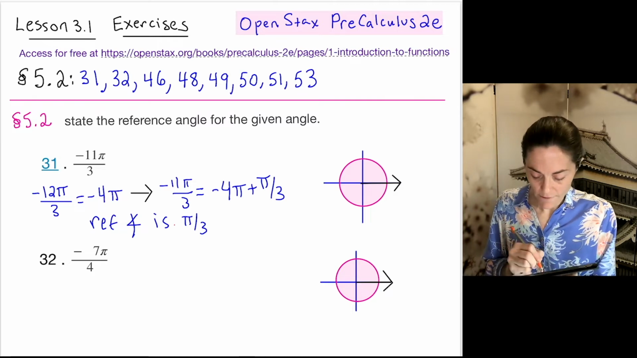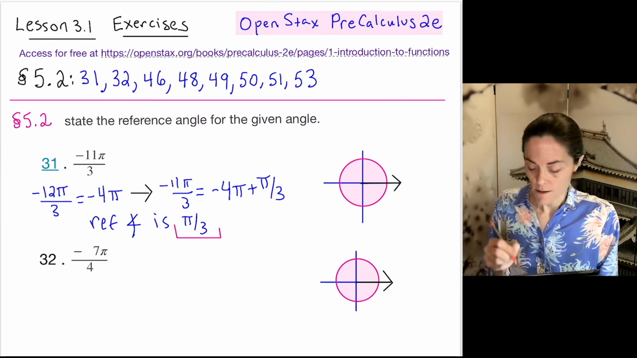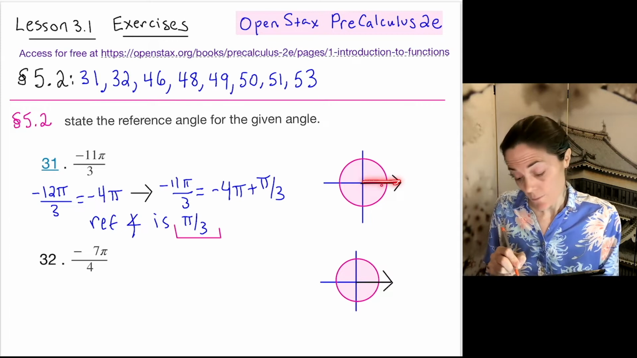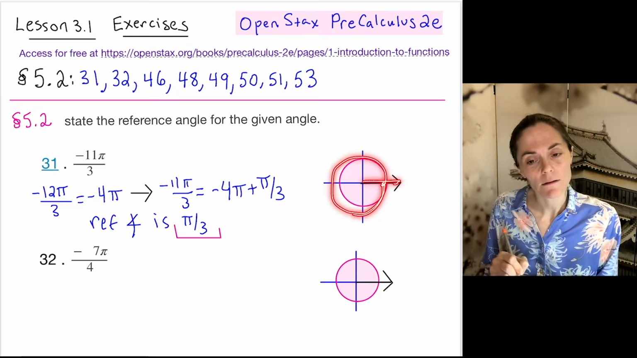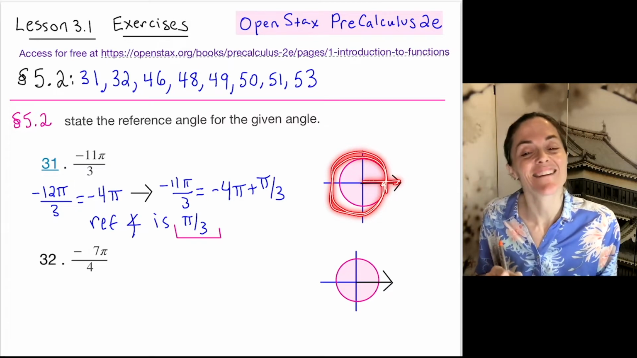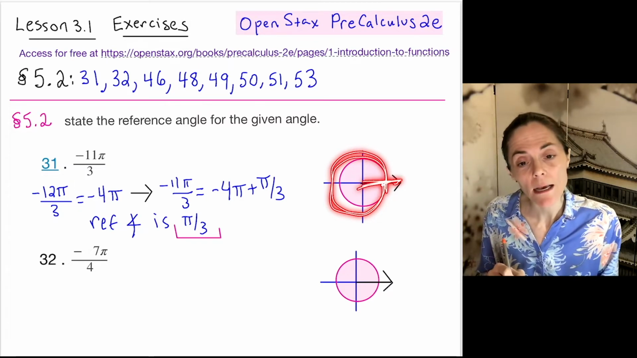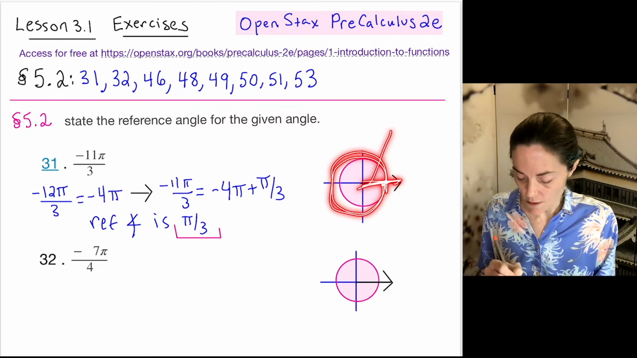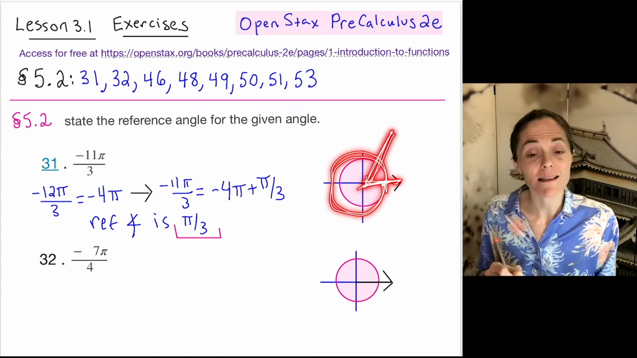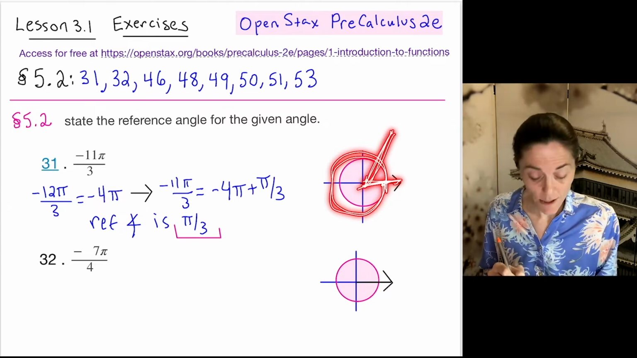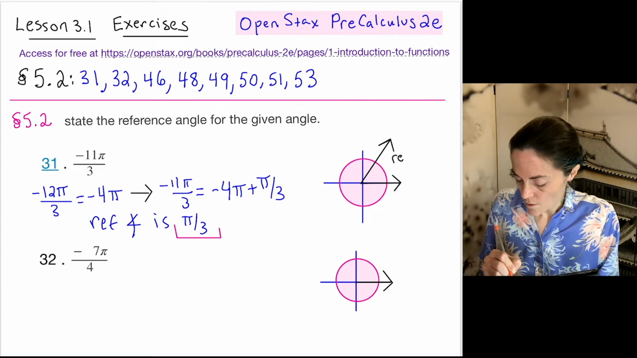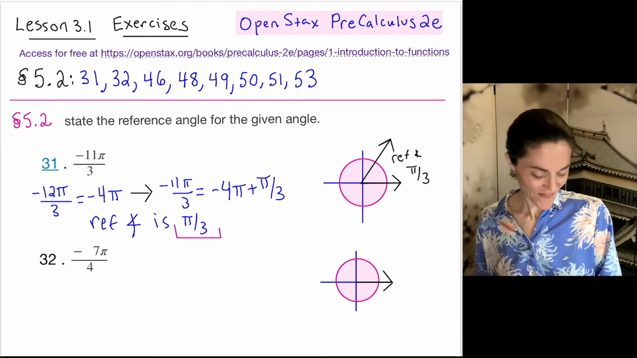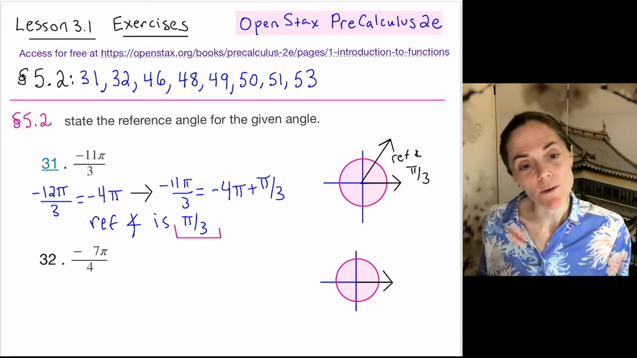Now we will graph. Okay, so here we go, initial side. There is minus 2 pi. There is here minus 4 pi, but then we add pi over 3. So it's up here. Okay, this is in quadrant 1, in fact, the terminal side. So let me sketch that, where the reference angle is pi over 3. Okay, this was 31. Now 32 is very similar.